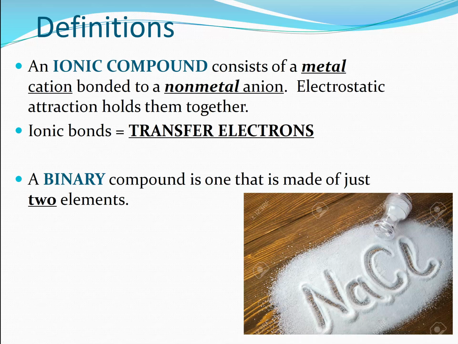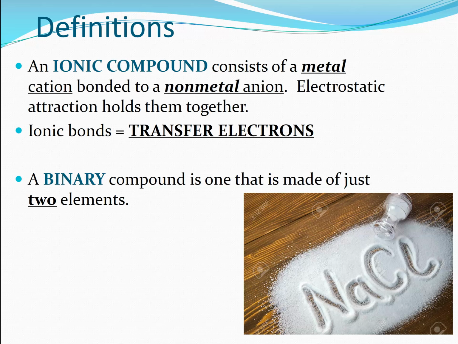Okay, so we are starting the ionic bonding notes, and today we're going to start off with the definition of what an ionic compound is. So an ionic compound consists of a metal cation bonded to a nonmetal anion. The electrostatic attraction holds them together. Ionic bonds are kind of like saying transfer of electrons.